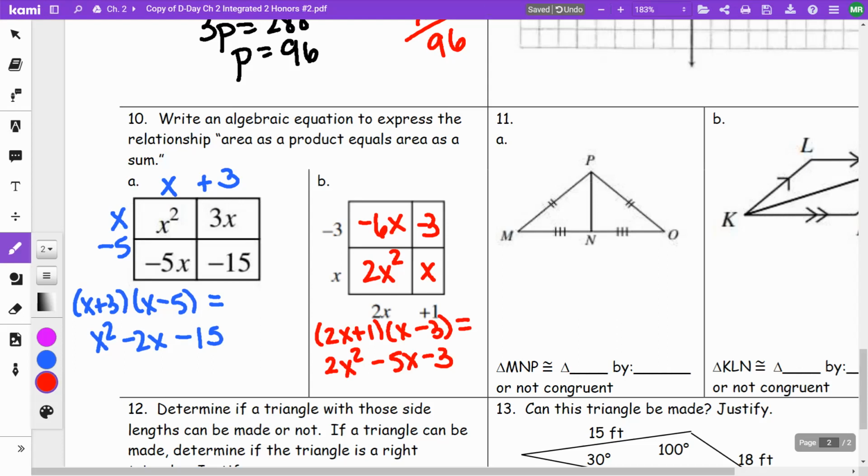On 11, so I know that this M to P is going to be the same as this one because they have the same tick marks. I know that this purple one here is going to be the same as this purple one here because they have the same. And they also share this one that's in the middle, okay, because of reflexive. So I'm going to say that this is by side, side, side congruence. And M is going to go with O. And N is going to go with N and P with P.